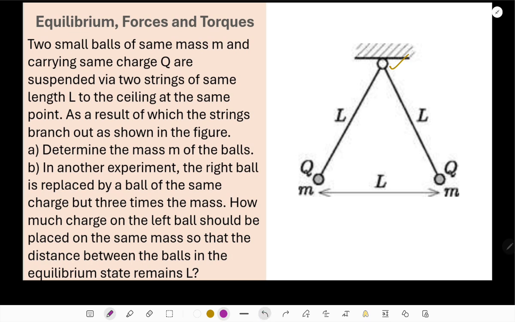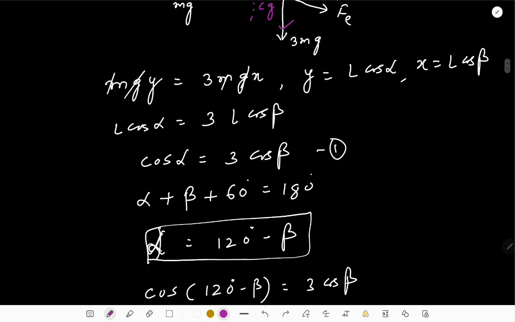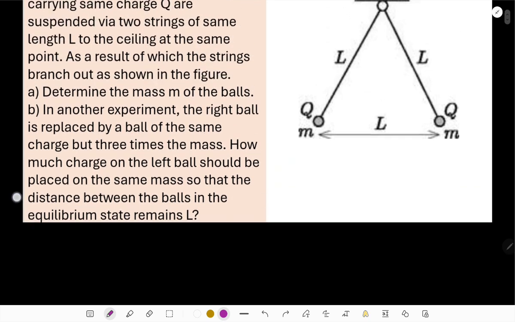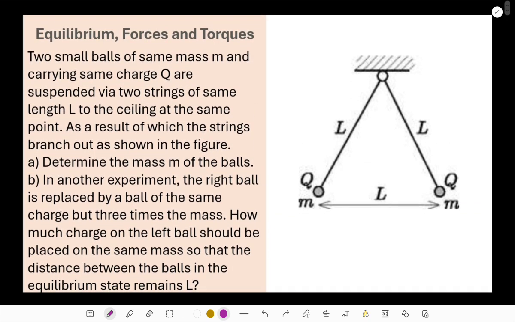And right now, I guess everything is written here, and everything I can see on the screen. That's right. Okay, fine. So same mass, same charge, and the forces acting on.